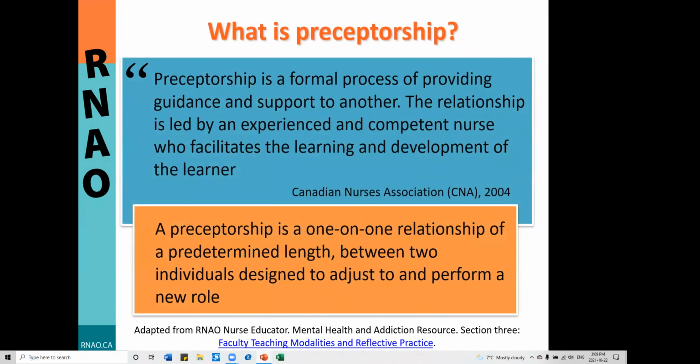There are a few key components of preceptorship. Firstly, it's a formal process, often organized by an academic institution, like a university or college, and a healthcare organization, like a long-term care. Secondly, it involves a relationship between an experienced and competent nurse with a novice learner. Third, it is a time limited experience, often lasting for the duration of a few weeks or months. The goal is to support the learner to acquire new competencies required for safe, ethical, and quality practice.